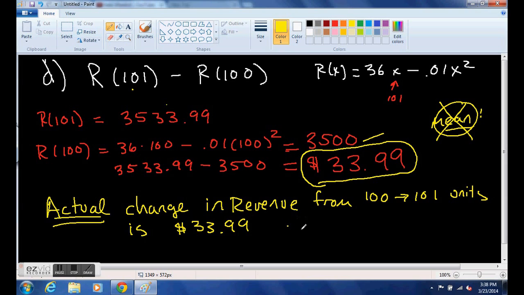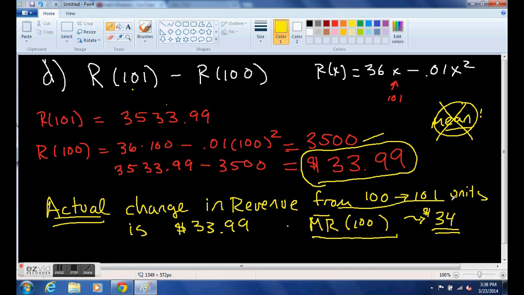33.99. The reason they made you do this is they wanted you to appreciate that the marginal revenue predicted that we would make $34 at 100, and the actual value that you would see is 33.99. So our prediction's really close. They're trying to get you to deeply appreciate how accurate these derivative predictions can be in estimating the marginal rates for things.